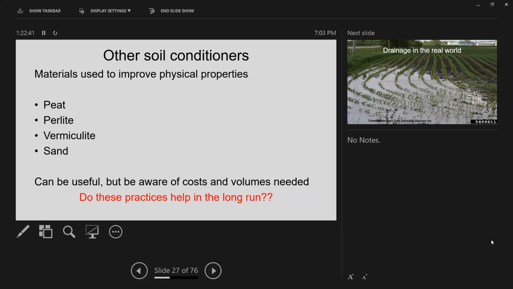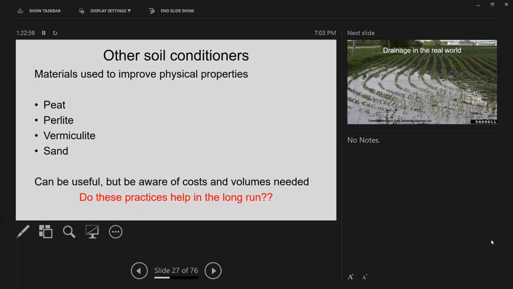So you can add peat, you can add perlite, vermiculite, sand. I'm going to put a question mark by sand. Because if you have a really clay soil and you add a bunch of sand, you know what you're going to get? Bricks.